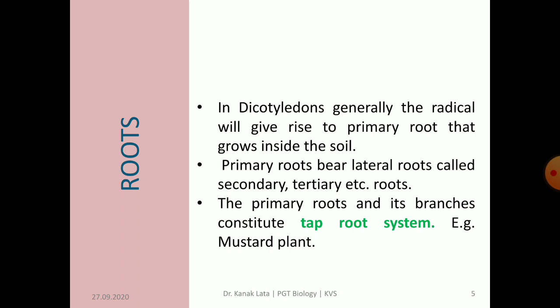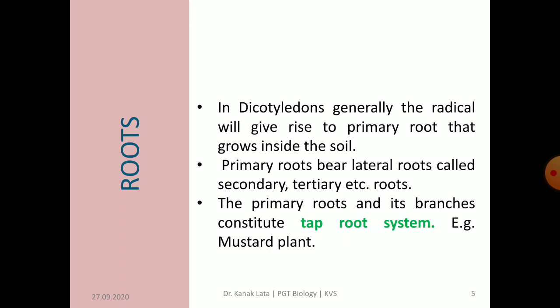In case of dicots, radicle will give rise to primary root that grows inside the soil. Primary roots further form secondary and tertiary root. The primary roots and its branches are called taproot system. So in case of dicot, taproot is formed. For example, in mustard plant.